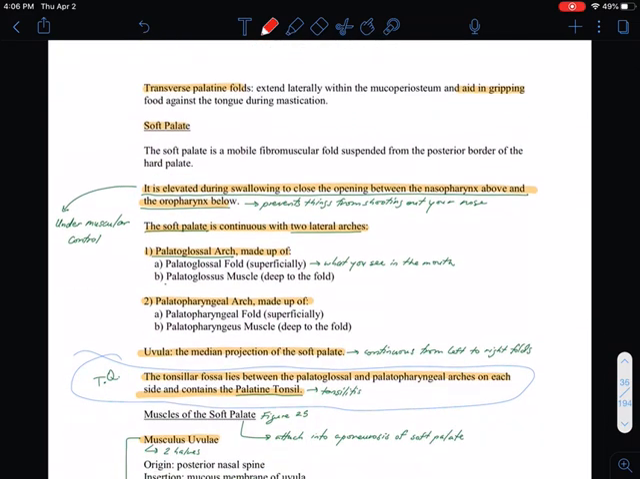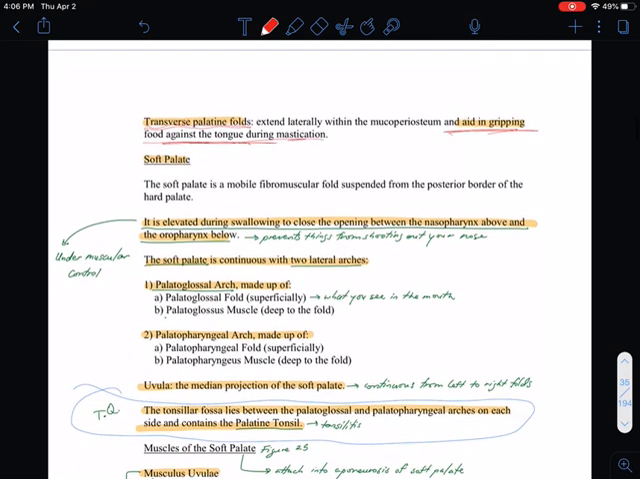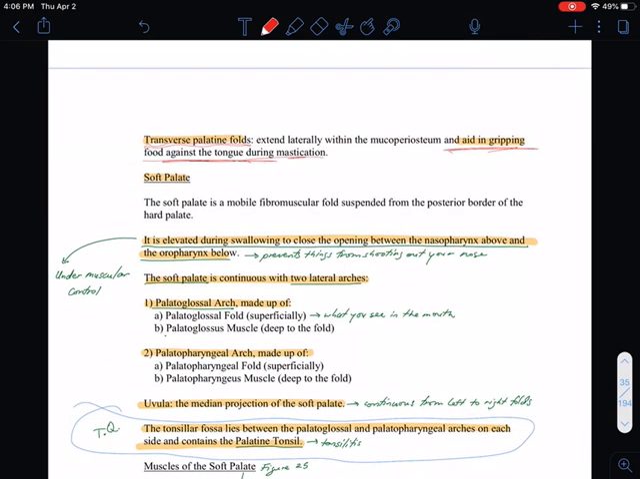We get to our transverse folds. So these guys are what aid in gripping of the food against the tongue during mastication. If you have a dog, you can look at your dog's hard palate, and they have pretty intense transverse palatine folds.